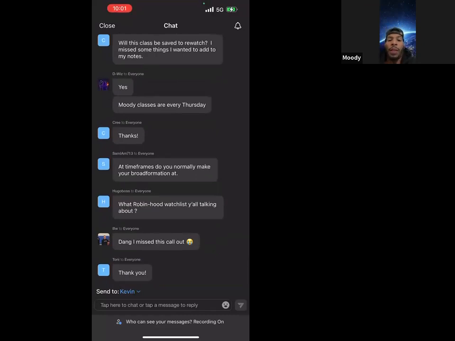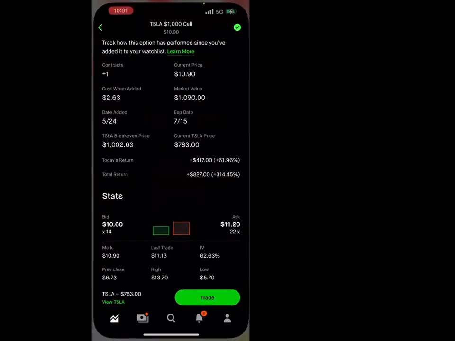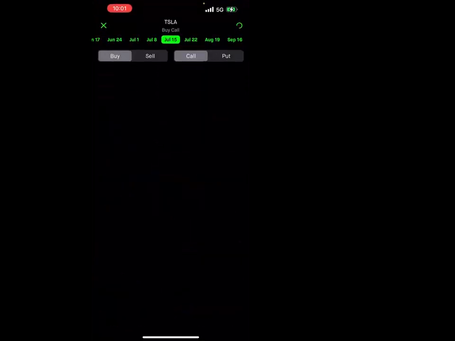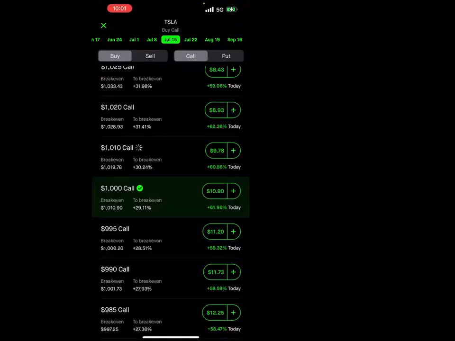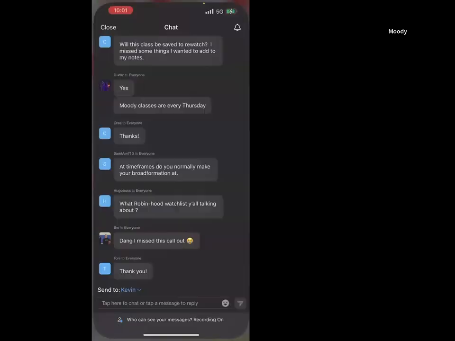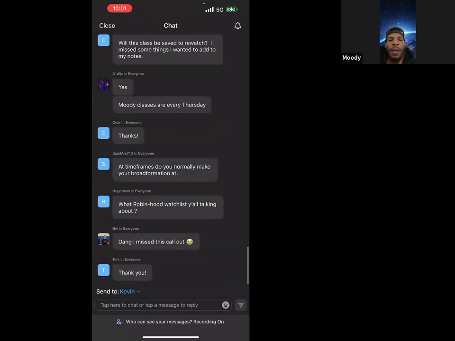What Robinhood watch list are y'all talking about? The one that's on Robinhood's watch list. To make sure if you have it or don't have it, go to any trade and double click on the thing. If it says at the bottom that it was added to your watch list, you have it. If you don't, then you're probably still in line to get it.